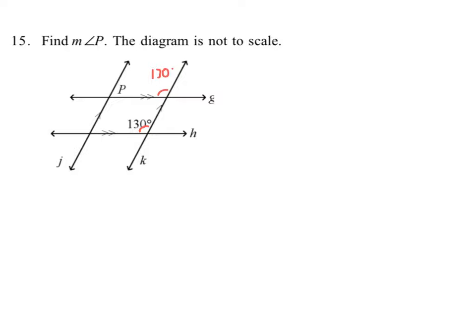Okay? And because that angle of 130 degrees and P are same side interior angles, they're in the interior of lines J and K, and they are on the same side of G. Same side interior angles are supplementary when the lines are parallel, and so this is 50 degrees, and so we know that the measure of angle P equals 50 degrees. Done.